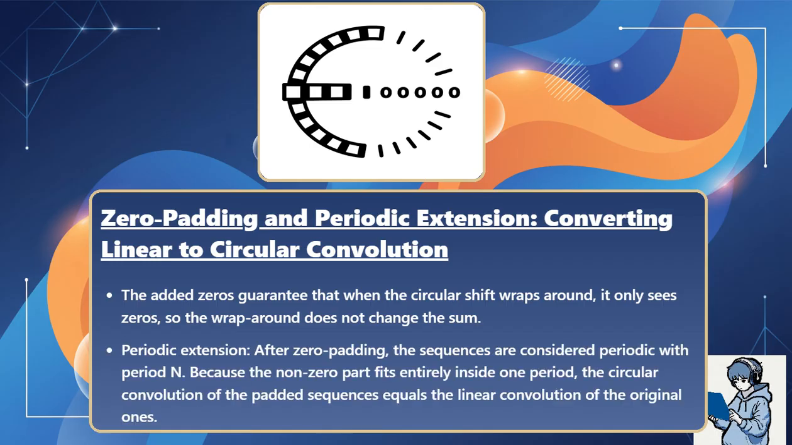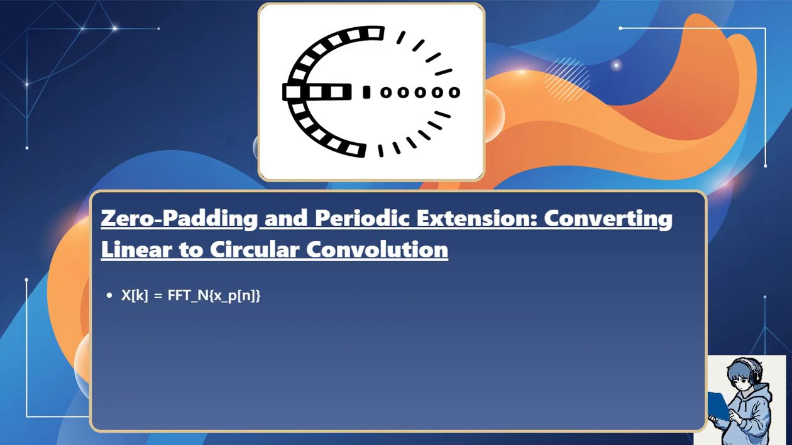Periodic extension. After zero padding, the sequences are considered periodic with period N, because the non-zero part fits entirely inside one period. The circular convolution of the padded sequences equals the linear convolution of the original ones. X of k equals FFT of size N of x sub p of n.